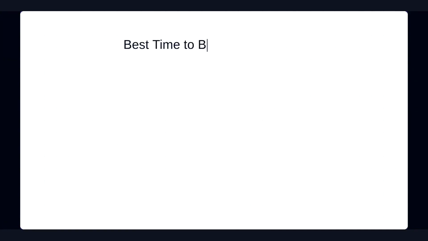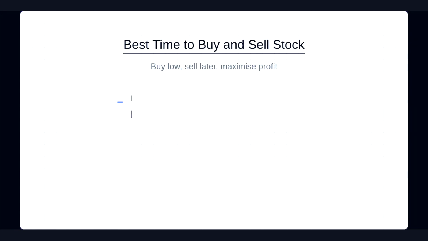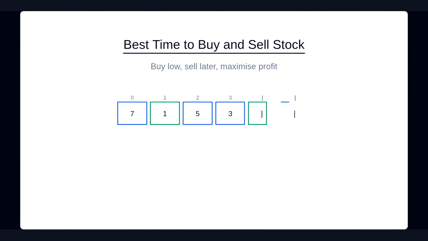We are given daily prices of a stock, and we may buy once and sell once, but the sell must come after the buy. We want the largest possible profit. In 7, 1, 5, 3, 6, 4, buying at 1 and selling at 6 gives a profit of 5, the best we can do. How do we find it in one pass?